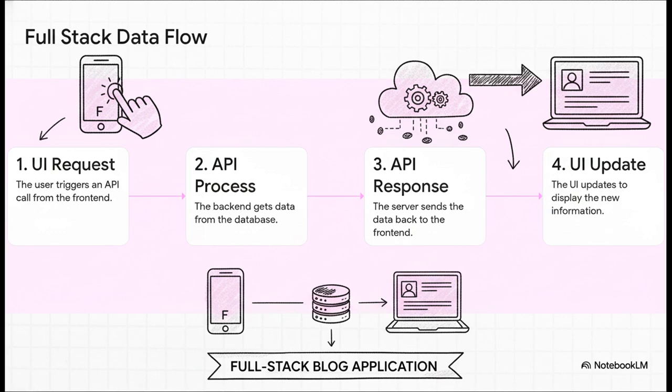Step 1. The user clicks a button on the website. That action triggers an API call from the front end, sending a message back to the server. Step 2. The server, our backend, gets that message and goes to work. Maybe it needs to grab some information from the database. Step 3. The server sends that information back to the front end as a response. And finally, Step 4. The front end gets that new data and instantly updates the screen. That's the whole loop. And your big capstone mission to bring all this together is to build a full-stack blog application that does this exact flow.